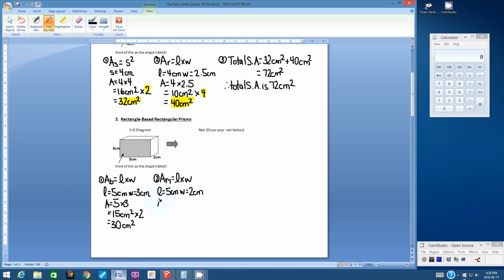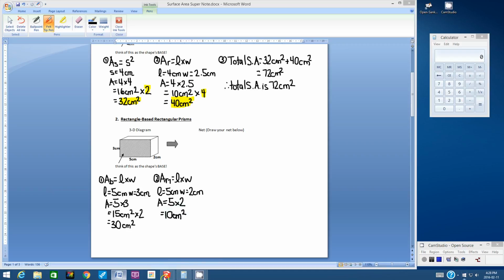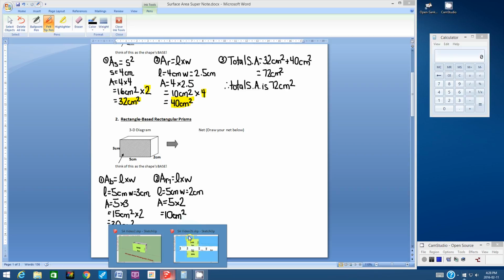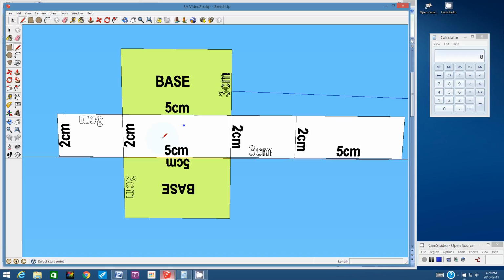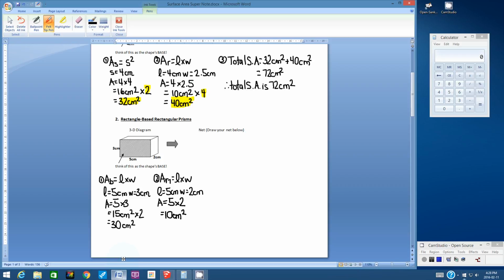If we substitute this back into the formula, we get area equals 5 times 2 equals 10 centimeters squared. Now, how many rectangles were there that had the same dimensions? We've already said there are two that are the same, the top and the bottom. So we have to take this area and multiply it by 2. So we get a total area of the top and bottom of 20 centimeters squared.